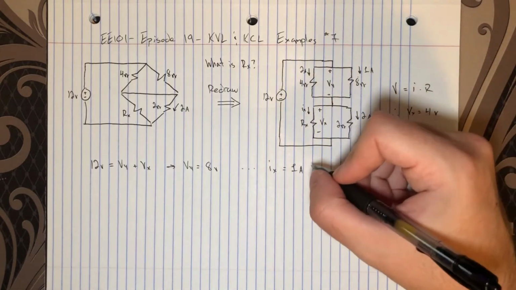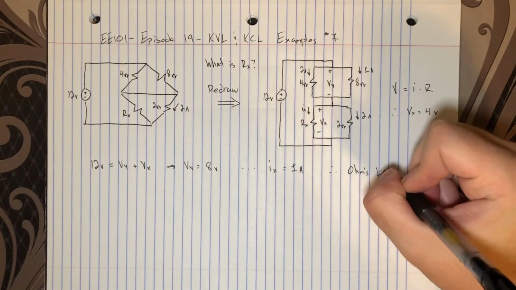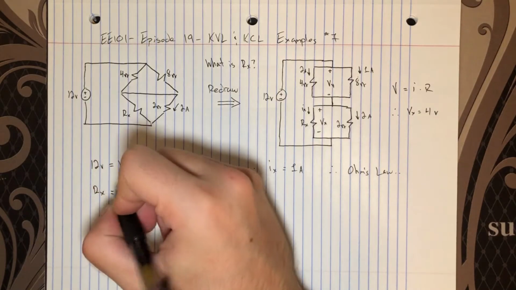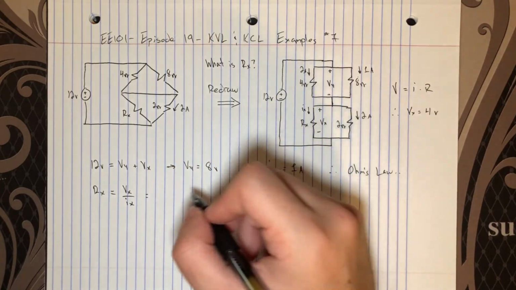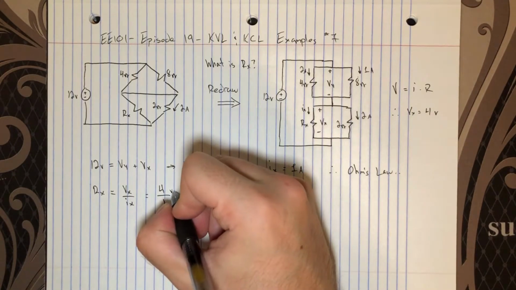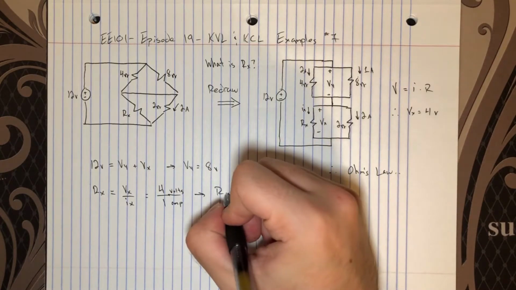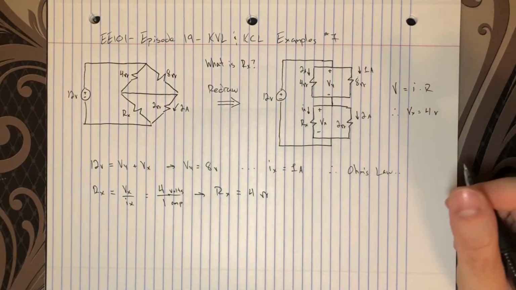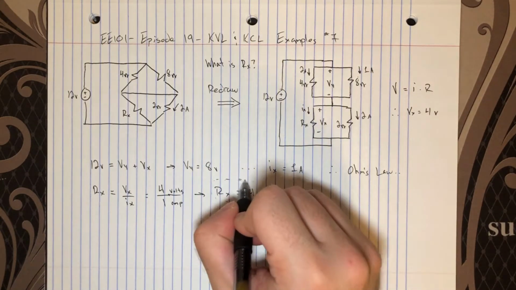And that's amazing, because then, therefore, by Ohm's law, I guess I'll start over here, Rx equals this volt-amp ratio of Vx over Ix, which is 4 volts divided by 1 amp. Therefore, Rx equals 4 ohms. And that is the solution to this problem.